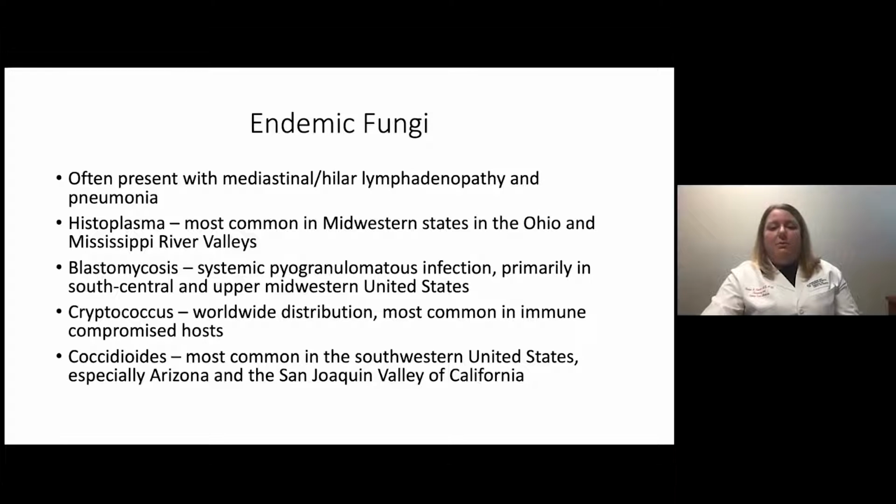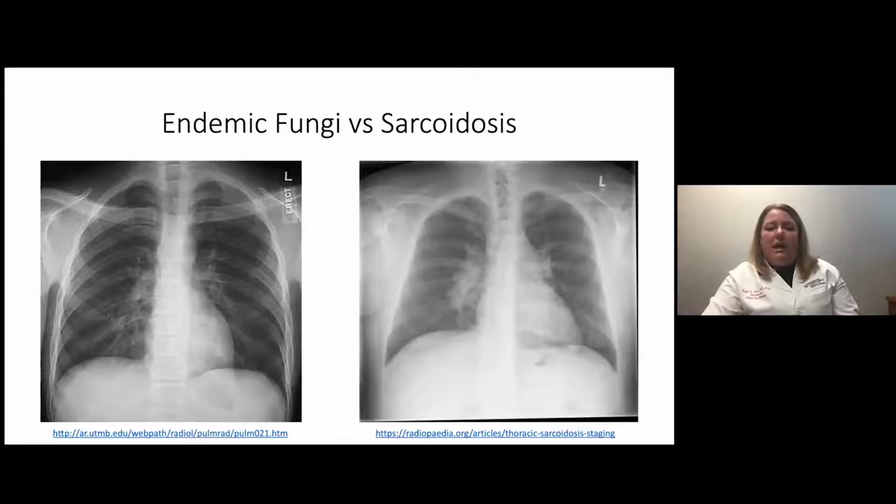So those are sort of the important clues when you're looking. You'll hear thinking about someone's travel history and trying to put together a presentation with their radiology and their symptoms. And this is why it's important to always think about endemic fungi and other infections when you're thinking about sarcoidosis or sometimes even hypersensitivity pneumonitis, is that on chest x-ray and chest imaging, they can look very similar.